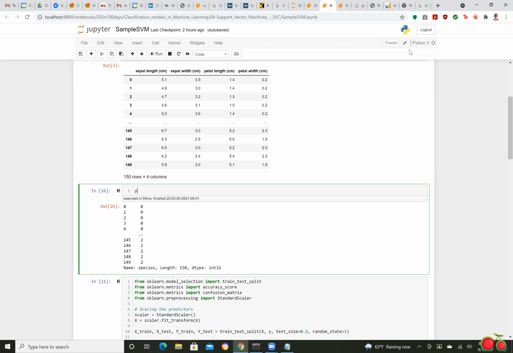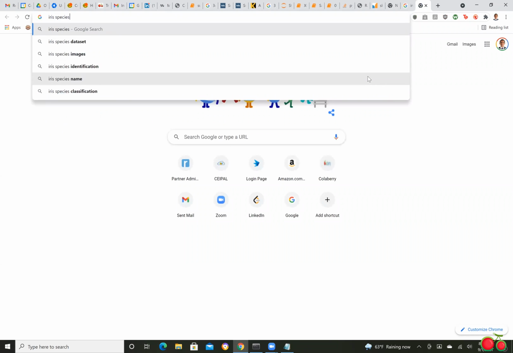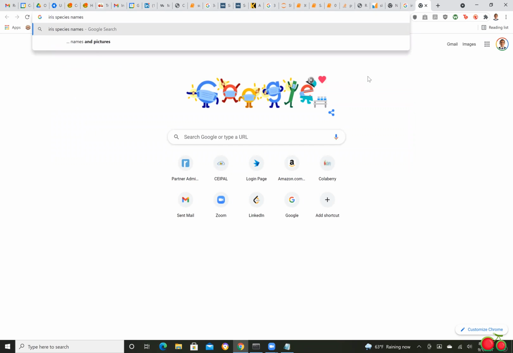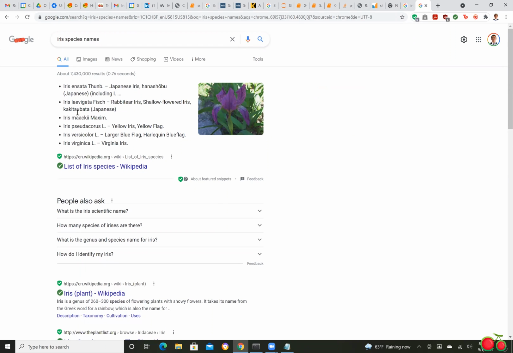Let's look up a couple of iris species names. Right, so okay, this is Iris setosa. Then there is Iris pseudacorus. Then there is Iris versicolor. Then there is Iris virginica. Right, so these three, let's look at these three. The top names are kind of Japanese names. Let's not get into that. But if you look at the bottom 3 names, there is pseudacorus, versicolor, and virginica. Right, so these are the actual species names.